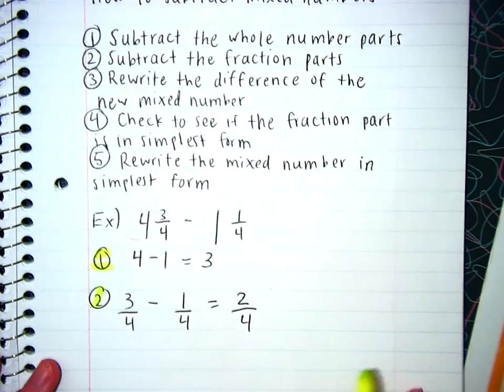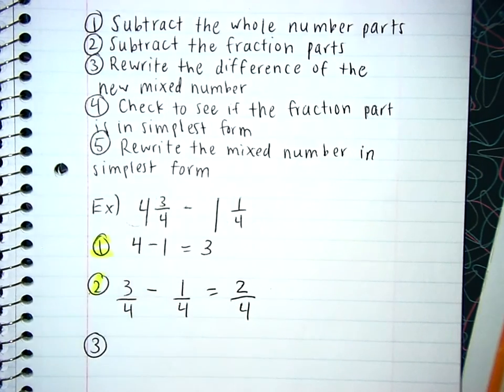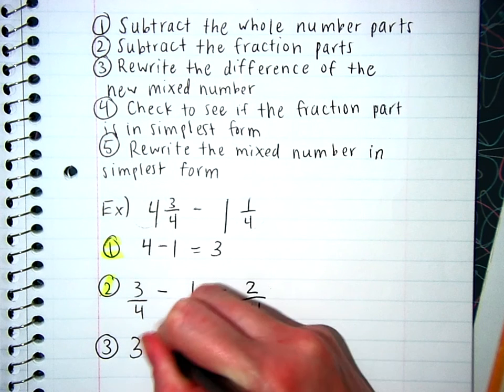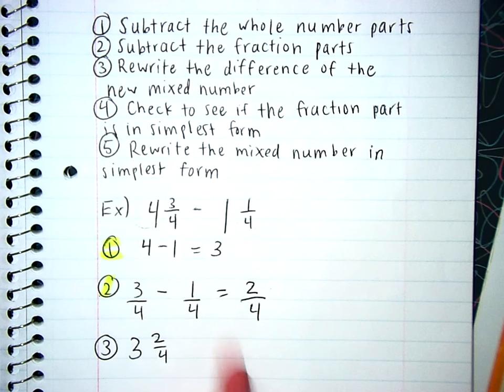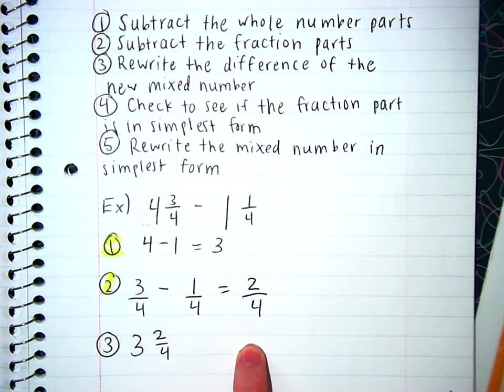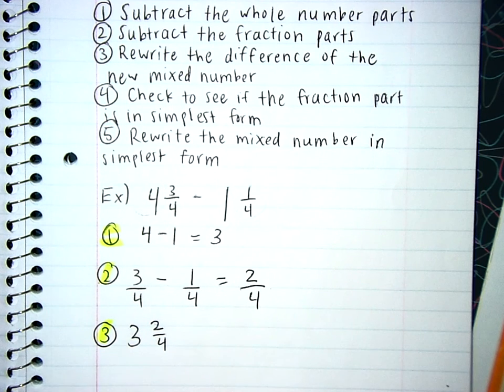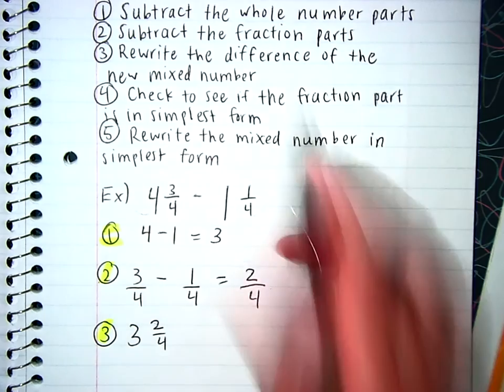Then let's go on to our third step. It is rewriting the difference as the new mixed number. So the 3 and the 2 over 4 is going to be my new mixed number. 3 and 2 over 4. Because here is the difference of the whole numbers, and here is the difference of the fraction part. This is me rewriting it as a new mixed number for step 3. Then I go ahead to step 4. I check to see if the fraction part is in its simplest form.